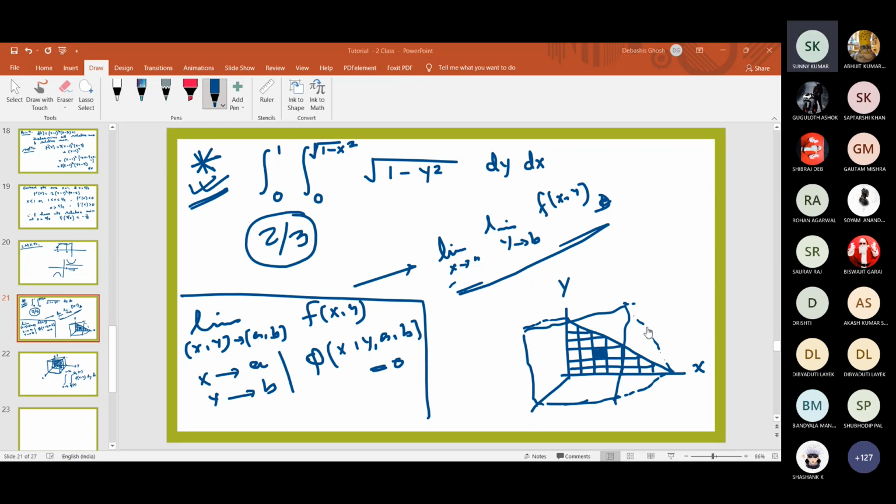Initially you take the strip along the x-axis. Changing the order means we integrate with respect to x first, so we take the strips along the y-axis, parallel to the y-axis.